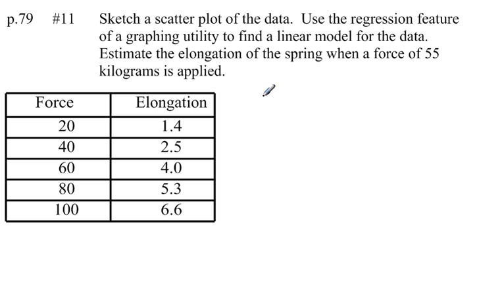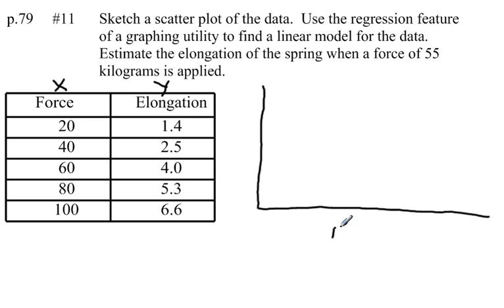First of all, sketch a scatter plot of the data. That means we're going to take our x and y values and plot them on a graph. Now, in this case, our force is acting like our x, our elongation is acting like our y. I'm going to label my x-axis force, and my y-axis I'll just label with an E for elongation. Let's get a scale on here.